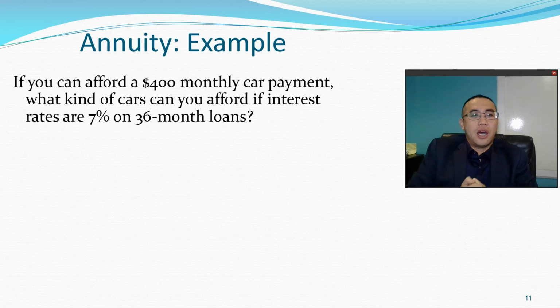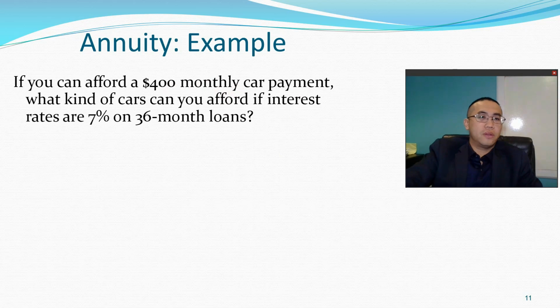All right, and here's another example, and this would get a little bit more complicated because your payment is made on a monthly basis. Let's say you can afford a $400 monthly car payment. So what kind of cars can you afford if interest rates are 7% on 36 months loans?